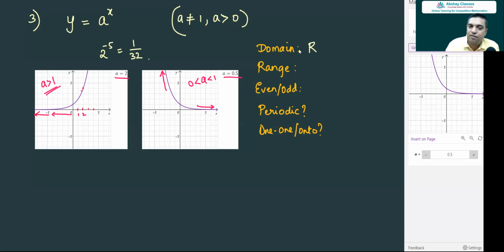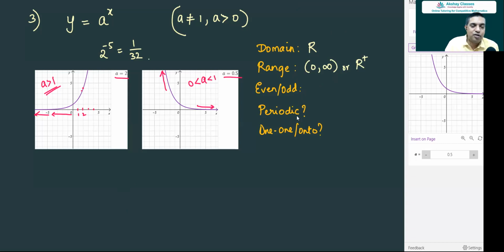Zero to infinity, sir. Very good. Is 0 included? No. Very good. Excellent. 0 to infinity. So here we can write the range as R plus. 0 is not included.